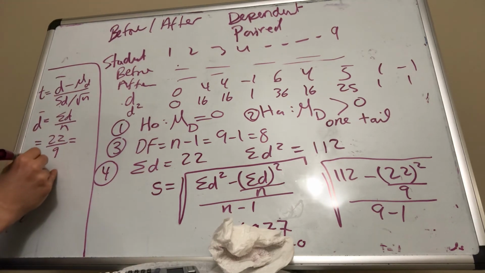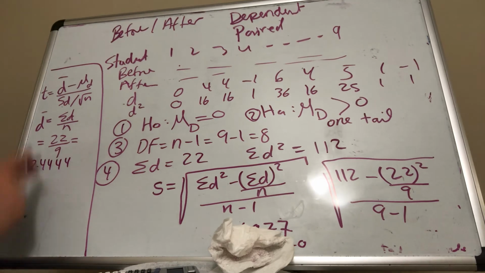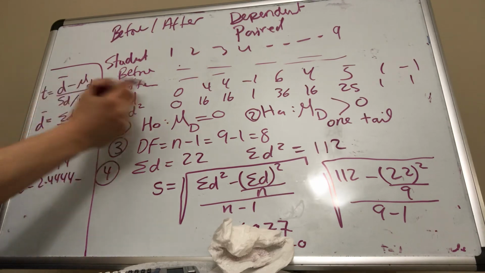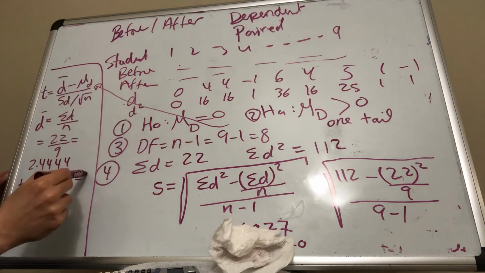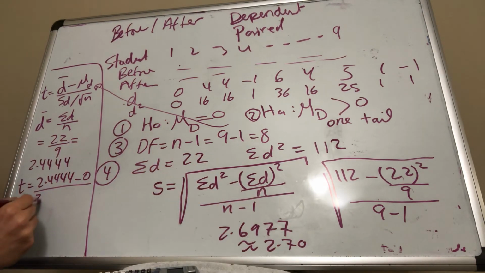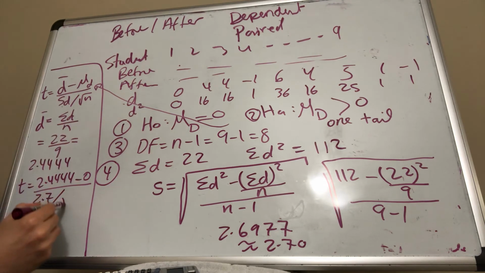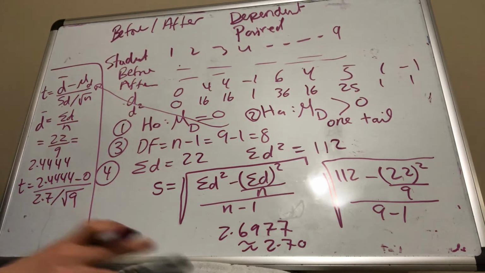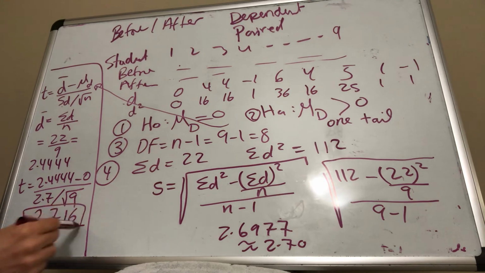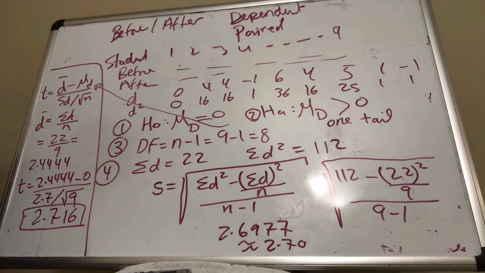That gives you 2.4444. Now I put everything in the formula. My d bar is 2.4444. Mu d, I told you earlier, is 0. The standard deviation is the 2.70 we found. And it's the square root of sample size 9. So you do this in the calculator, and that gives you about 2.716. And that would be your answer, 2.716.